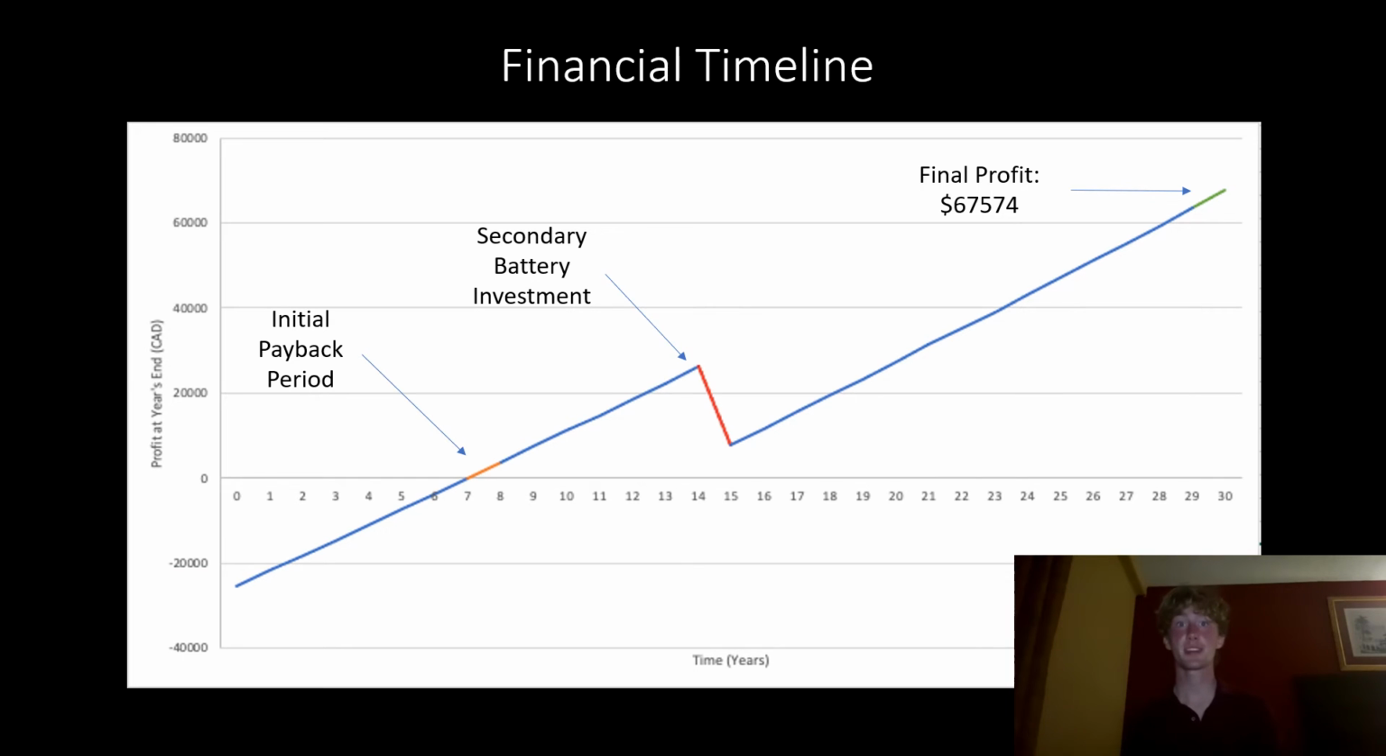Taking into account the initial capital investment of around $29,000, our system returns a net profit 8 years after installation. This 8-year payback period allows enough profit to be generated that after 15 years, when the battery needs to be replaced, it can be paid off exclusively using funds saved by the system. After the full 30-year lifespan of the panels, the system will have saved roughly $67,000.